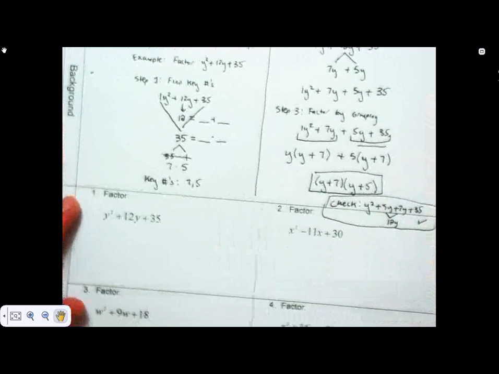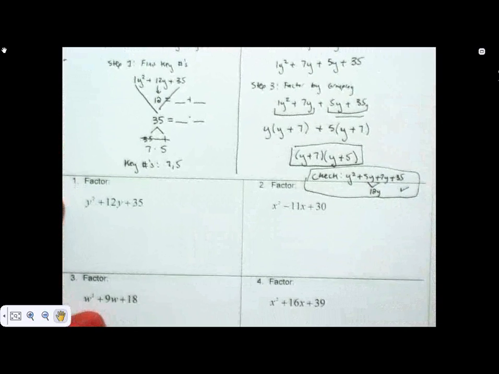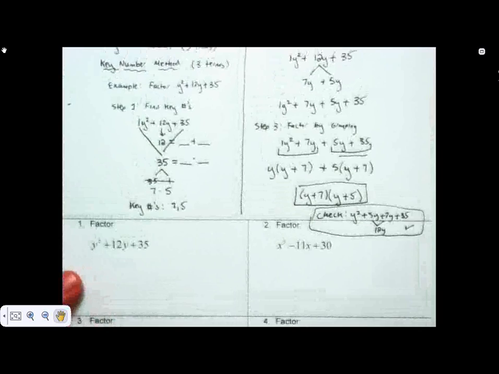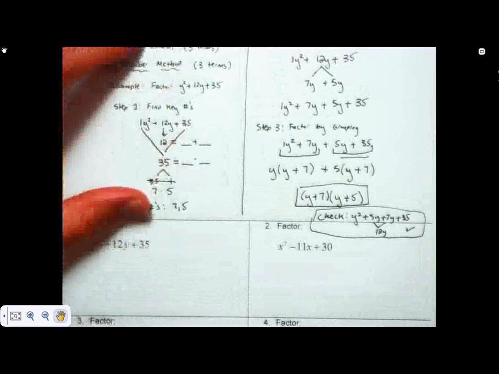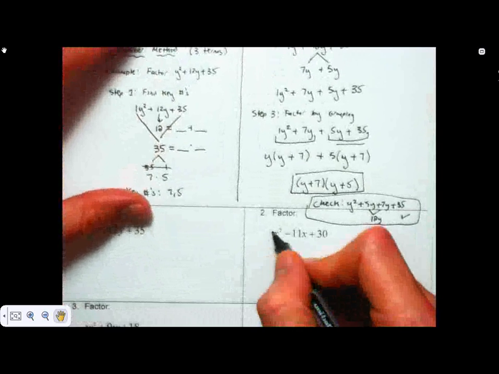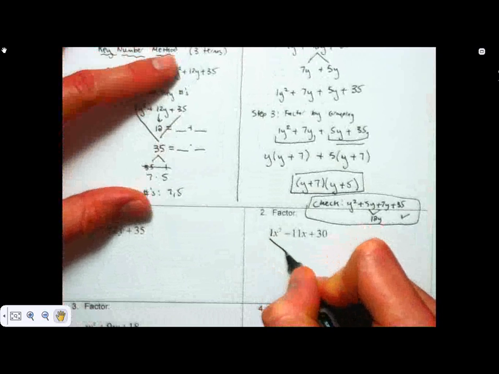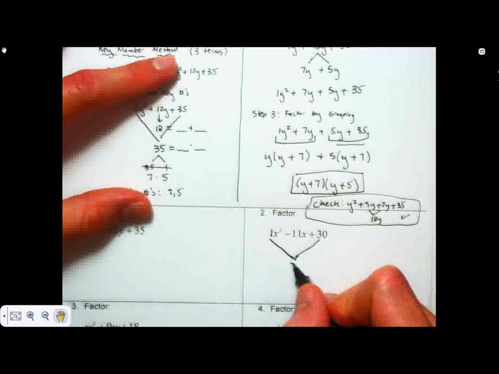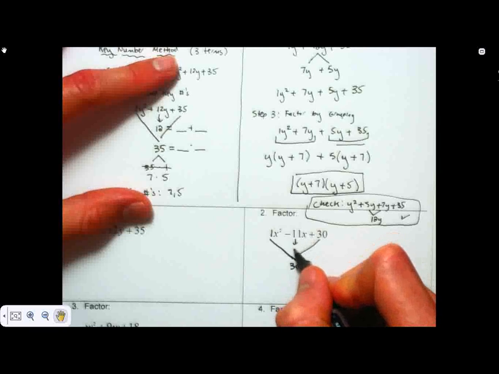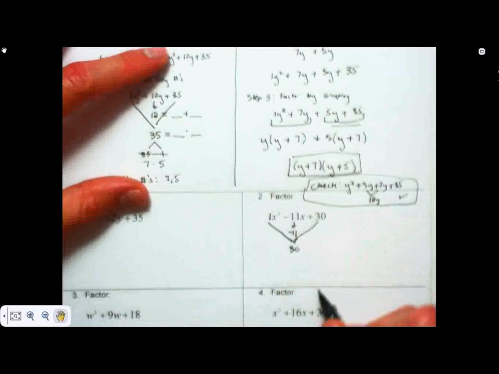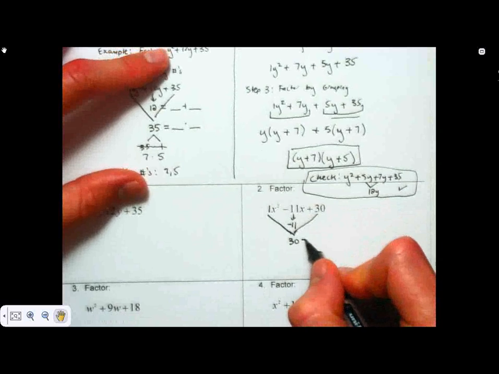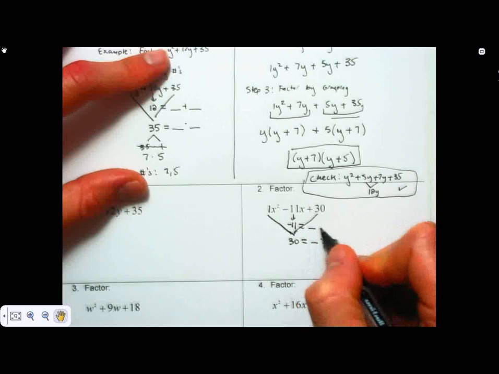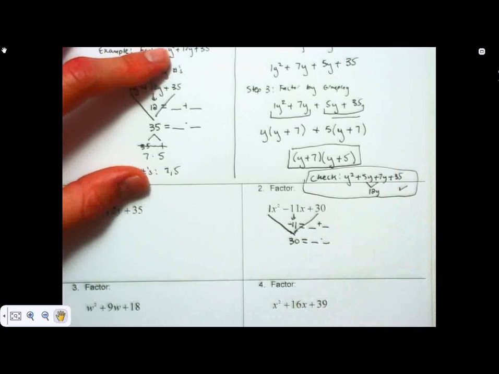Alright, let's try another one. Let's try number 2. This time I'm going to kind of abbreviate the steps a little bit. So number 2, first step is we look for those key numbers. So I multiply the outside two together, and that's 30. And I drag down the middle guy, which is negative 11. And now I have to think of two numbers that multiply together to be 30, but at the same time they have to add together to be negative 11.